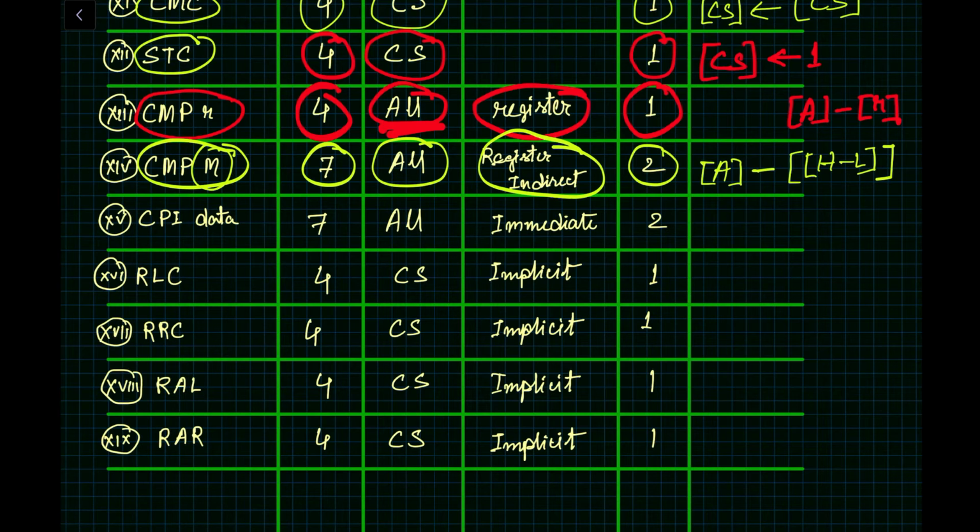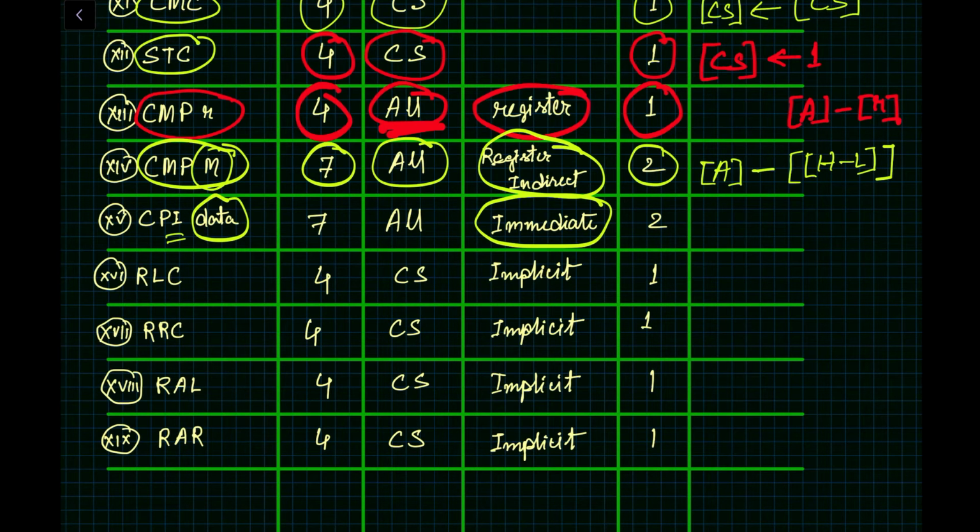CPI data means this is the immediate addressing mode. Here we have written the data in the instruction, because in the case of immediate addressing mode, the data is given in the instruction itself, and we have to compare the given data in the instruction with the content of the accumulator.